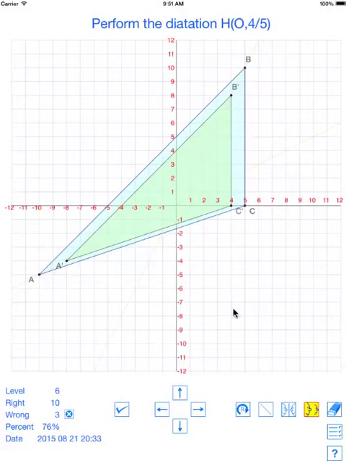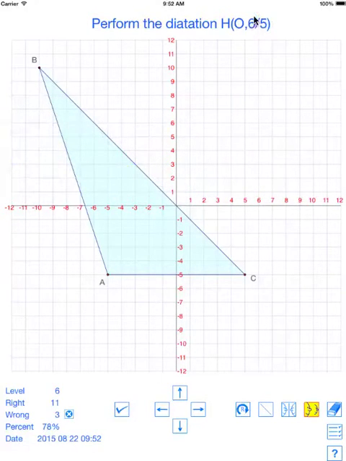So on level 6 of dilatations, all you have to do is use the dilatation tool, pick one point, and figure out what that's going to be. In fact, you can often pick just one coordinate of that point. Like if we looked at the 5, divide the 5 by 5, we get 1 times 4 is 4, so our 5 becomes 4. So we just drag it until the x point is 4. And then we click the check button to see if we're right.